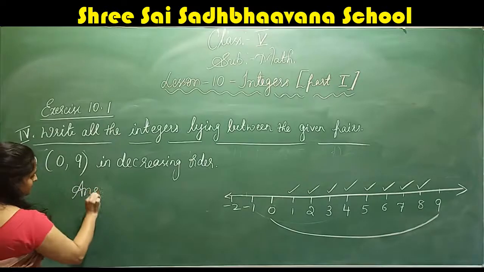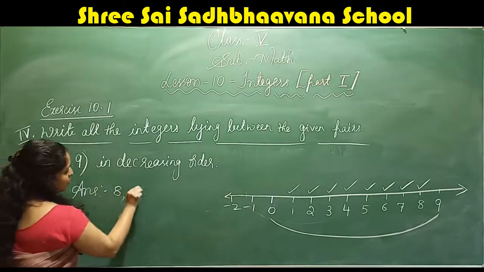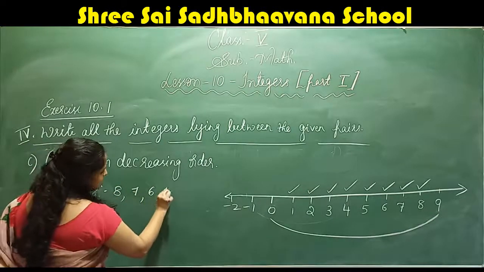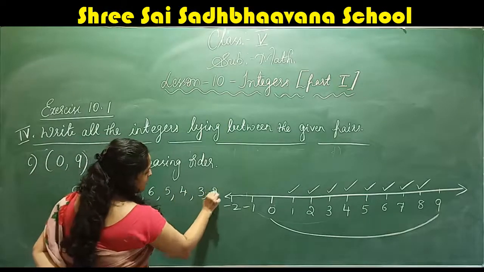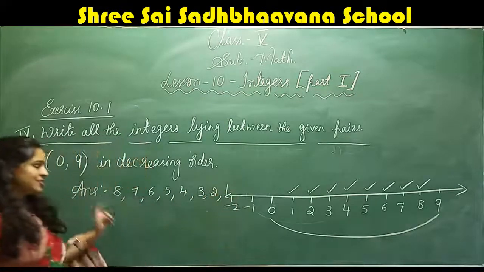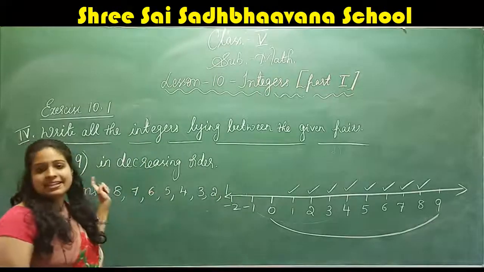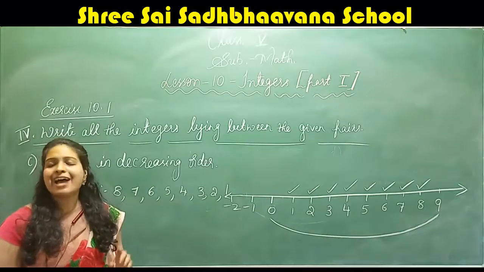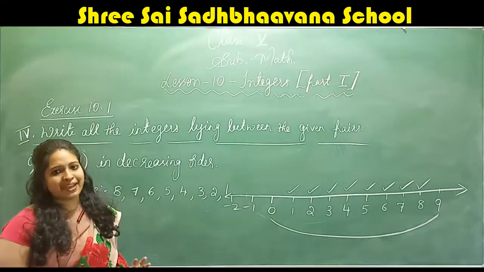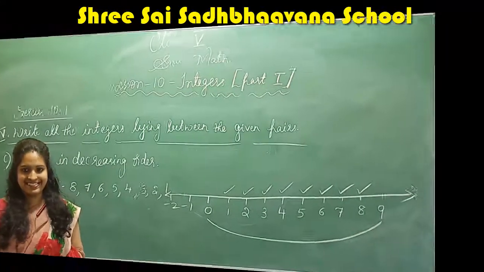Answer: 8, 7, 6, 5, 4, 3, 2, 1. So this is the answer for the numbers lying between 0 and 9. I hope you have understood how to solve the fourth main.